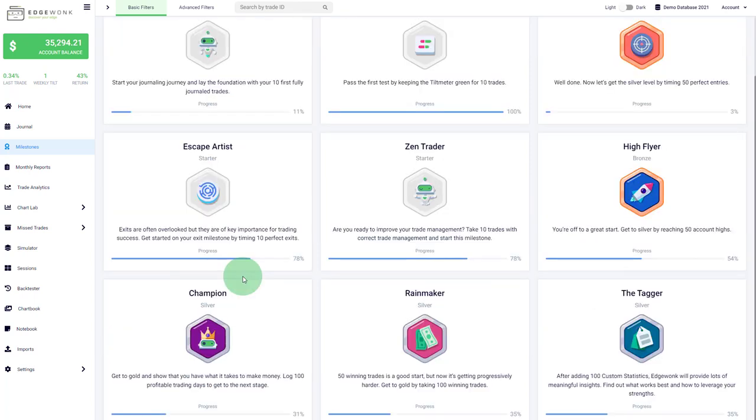Every day you end green, which means you end in profit at the end of your trading day, you will earn a point for the Champion milestone. The Rainmaker is quite similar, but the Rainmaker focuses on winning trades instead of winning days. So every profitable trade will earn you a point for the Rainmaker milestone.